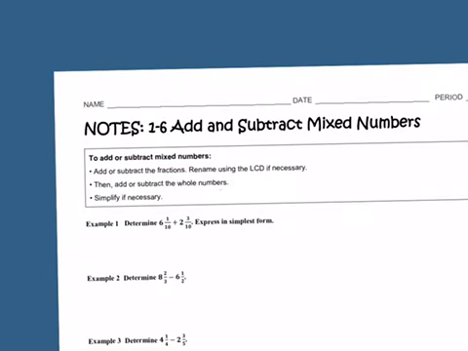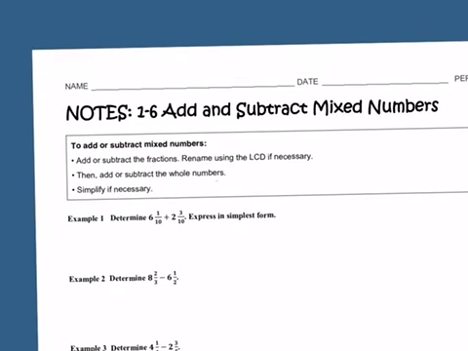Okay, adding and subtracting mixed numbers. Pretty similar to when we did the fractions, but we're gonna add just one more step, just a little bit harder. So to add or subtract mixed numbers, we wanna add or subtract the fractions just like we were doing before. If the denominators, if the bottom numbers, are different, we have to rename them using the lowest common denominator if necessary. Okay, so that's kind of like our step one.